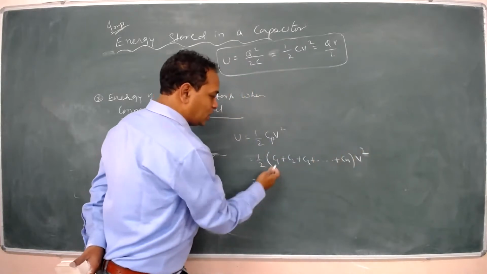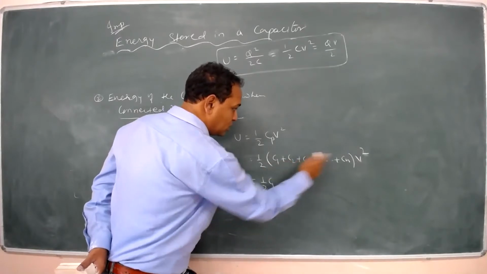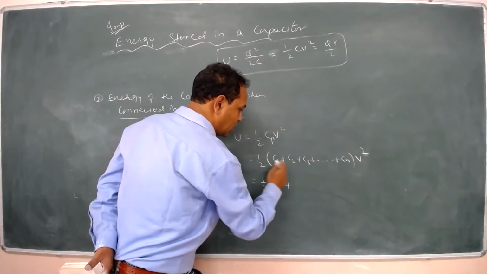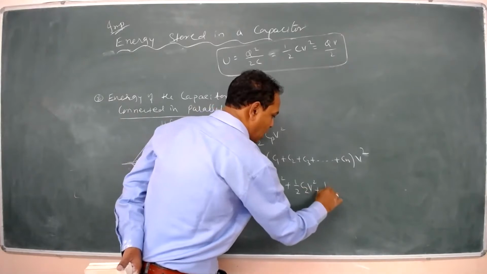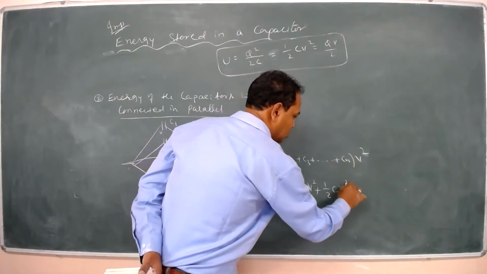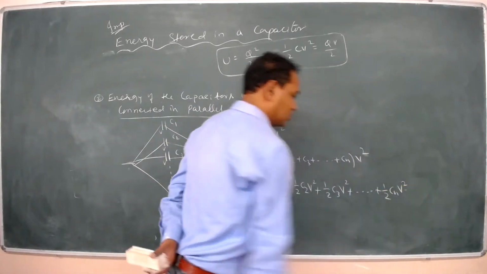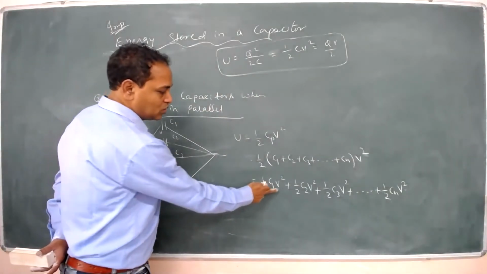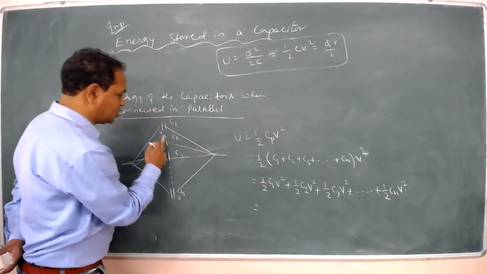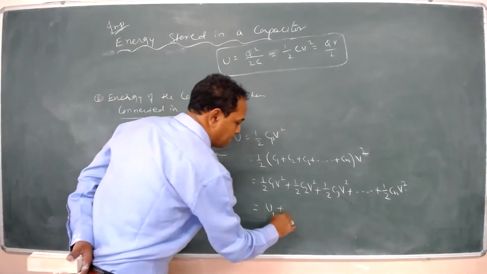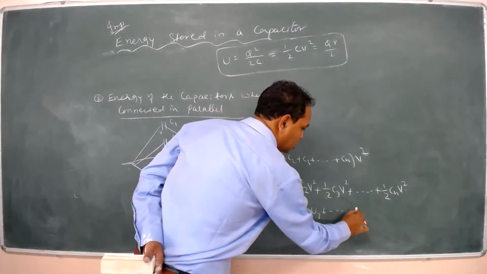If I multiply this one here and this one also, then I will get half C1 V square plus, again for this, half C2 V square plus half C3 V square plus and so on plus half Cn V square. So this is also nothing but half CV square. This is the energy of the first capacitor, say U1. This is for the second, U2. This is the third, U3, and so on plus Un.